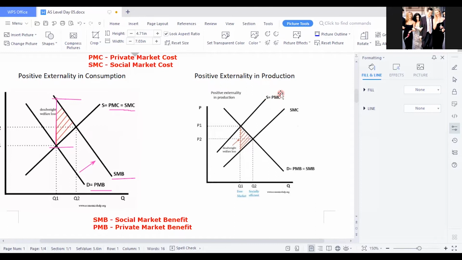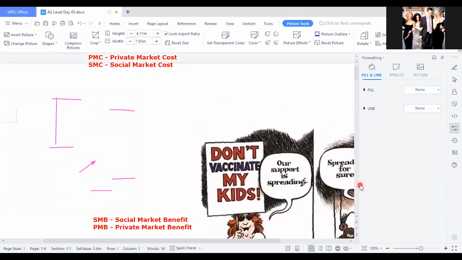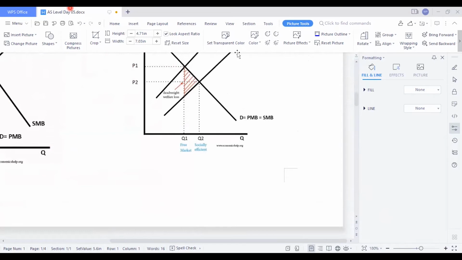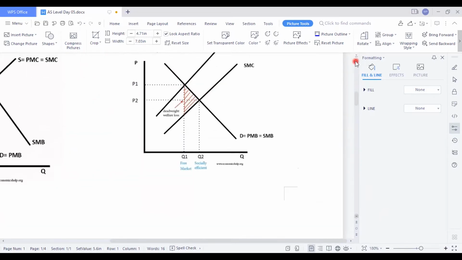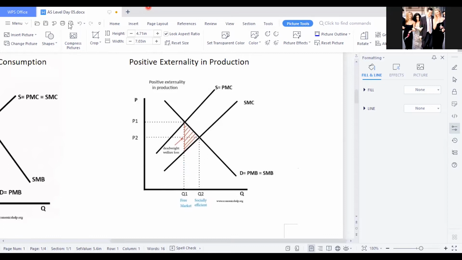Your private market cost is higher than your social market cost. What is the reason? Let me zoom a bit so you'll have a good view of what I'm teaching. Okay, so what I was saying, actually your private market cost is higher than your social market cost. Why are these firms incurring a higher cost when compared to the social market cost? Because when they produce something, they don't want to affect their environment.